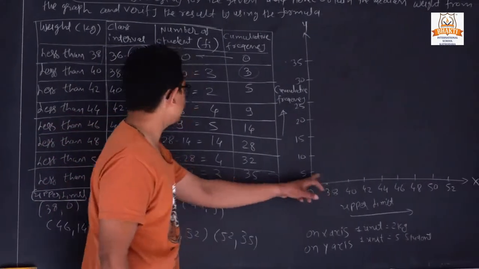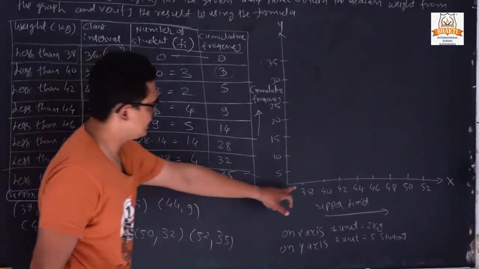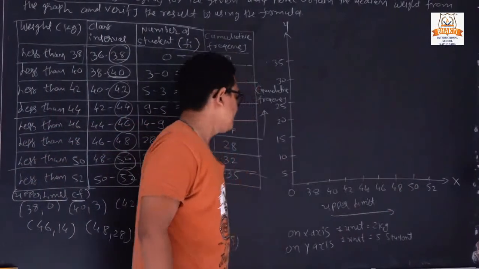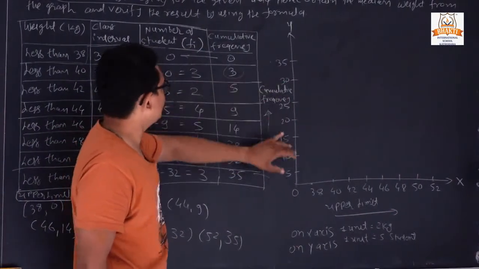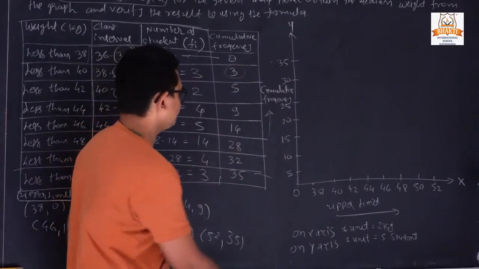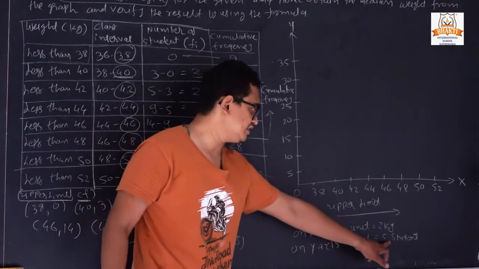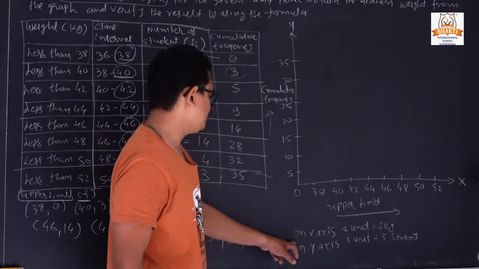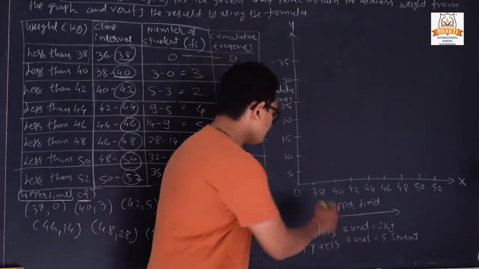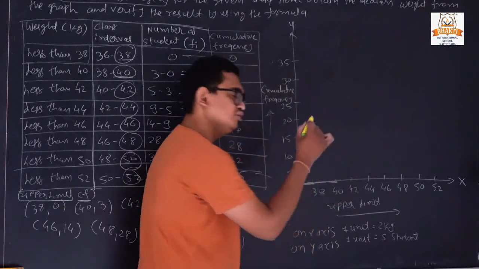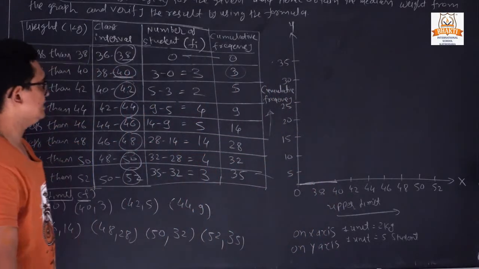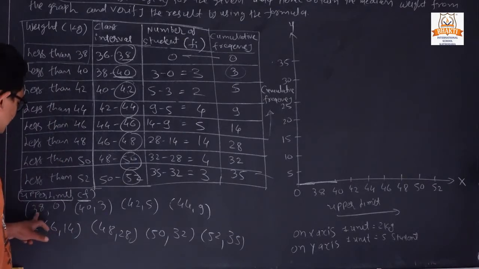So upper limit is starting from 38, so 38, 40 like that. And here we can plot cumulative frequency. So maximum it is 35. So we are taking 5 as our scale. On the y axis we take 1 unit equal to 5 students, and on the x axis 1 unit equal to 2 kilograms, because each gap is 2. Clear?